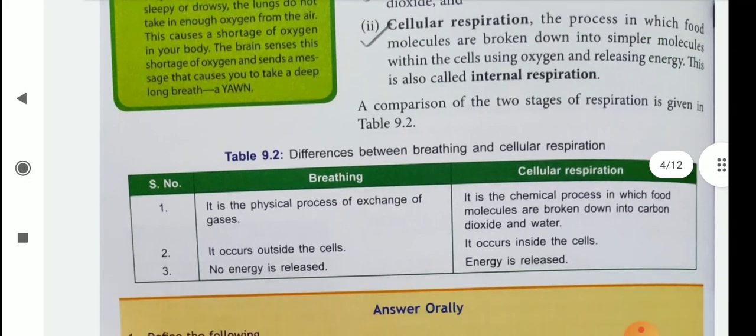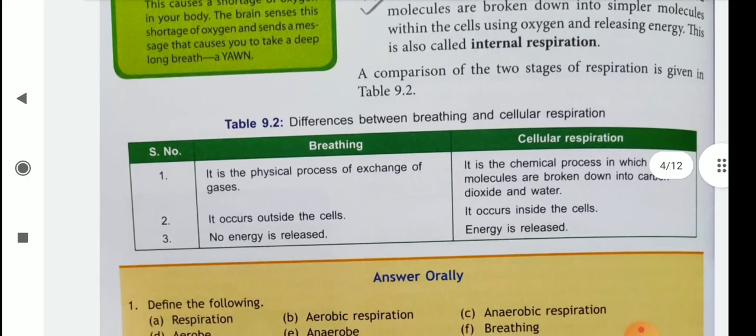Here also another one, the difference between breathing and cellular respiration is given. What is breathing? It is a physical process of exchange of gases. And what is cellular respiration? It is a chemical process in which food molecules are broken down into carbon dioxide and water. Breathing occurs outside the cells, but cellular respiration occurs inside the cells. No energy is released in breathing, but energy is released in cellular respiration.